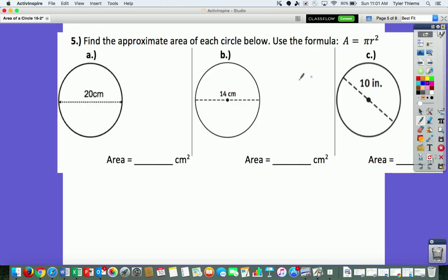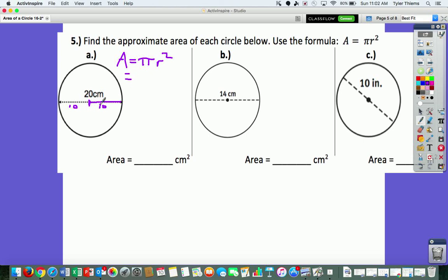For number 5, notice the difference in these circles now. Notice how we're no longer just given the radius, we're now given the diameter all the way across. So we really need to divide this into half because the radius is half the diameter, because the formula that we need is area is equal to pi r squared, or pi radius squared. So we plug in 10 in for r in this case.